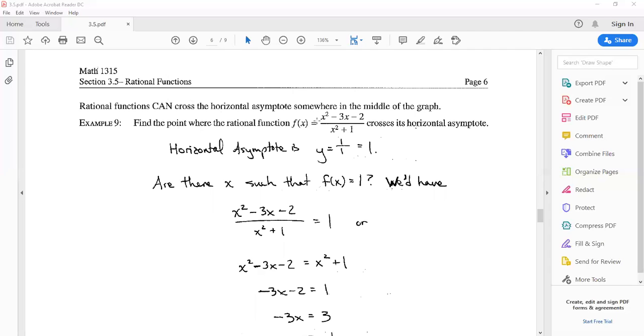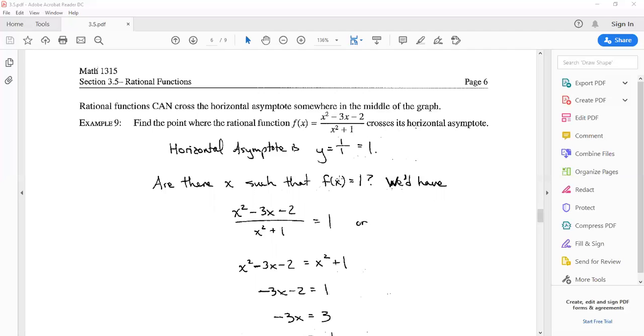So we have this rational function x squared minus 3x minus 2 divided by x squared plus 1. It has degree of the top and degree of the bottom both equal to 2. The leading coefficients are both 1, and thus the horizontal asymptote is y equals 1 over 1, or just 1. Now, what would it mean for the rational function to cross its horizontal asymptote? That would mean that the lines given by y equals 1 and given by the graph y equals f of x would intersect each other. So in particular, we would have to have that f of x equals this horizontal asymptote y value 1.